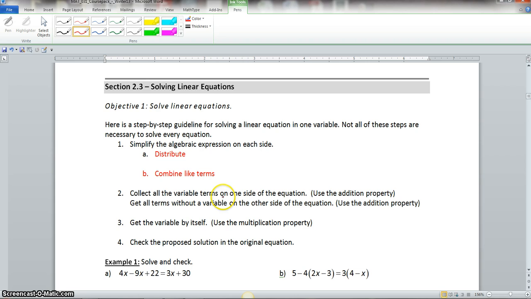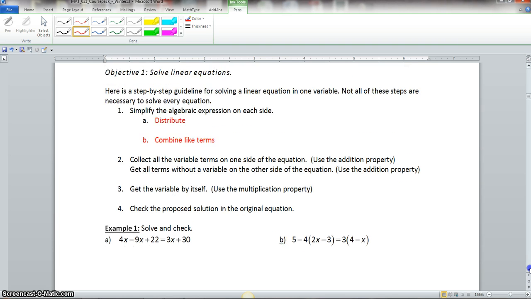Number two, collect all the variable terms on one side of the equation. Use the addition property. Get all terms without a variable on the other side of the equation. So basically it's saying get all the variables on one side, get all the numbers on the other side. Then number three, get the variable by itself. Then we just get the variable by itself by subtracting, adding, multiplying, or dividing. It says here 4, check the proposed solution in the original equation.